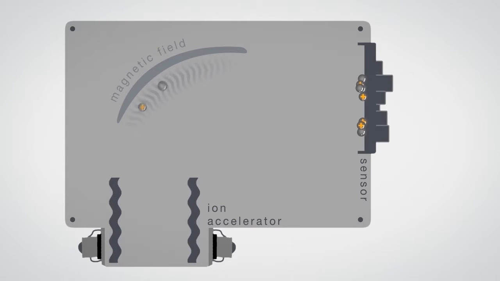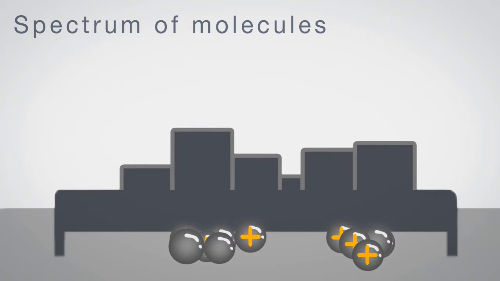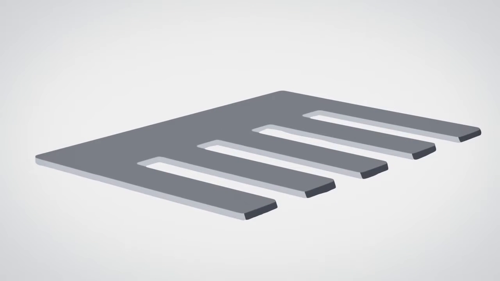The more mass a molecule has, or the less charge a molecule has, the less the trajectory of the molecule will be affected. The ability to spread molecules out by mass and charge allows us to see the spectrum of molecules in a given sample by recording how many of each type of molecule have hit the different areas of the sensor.